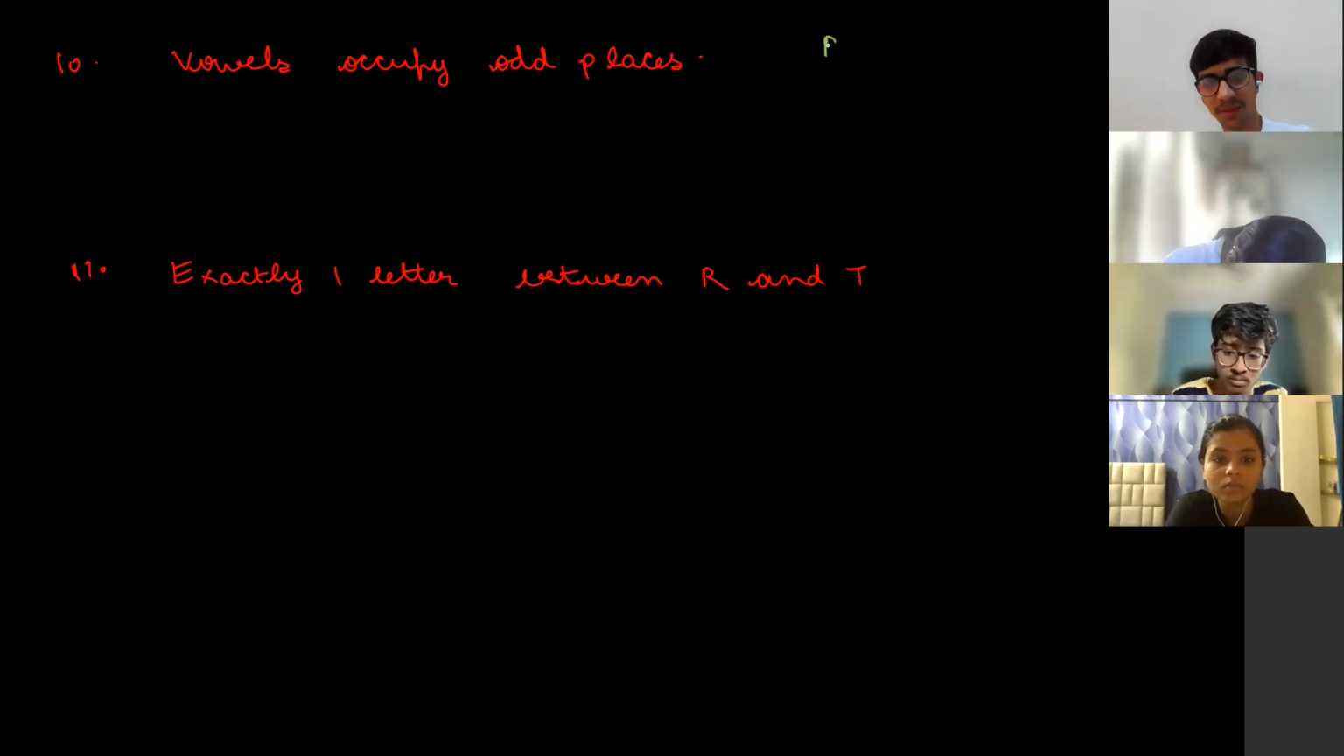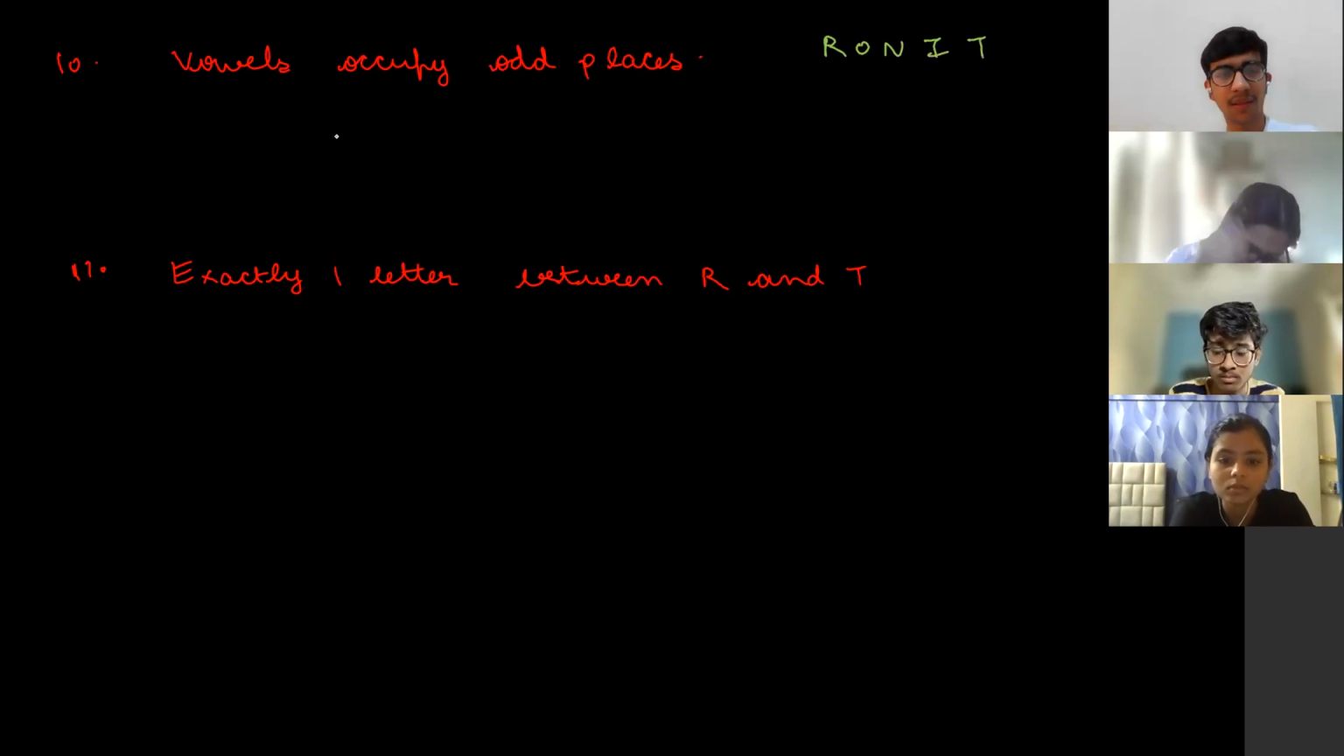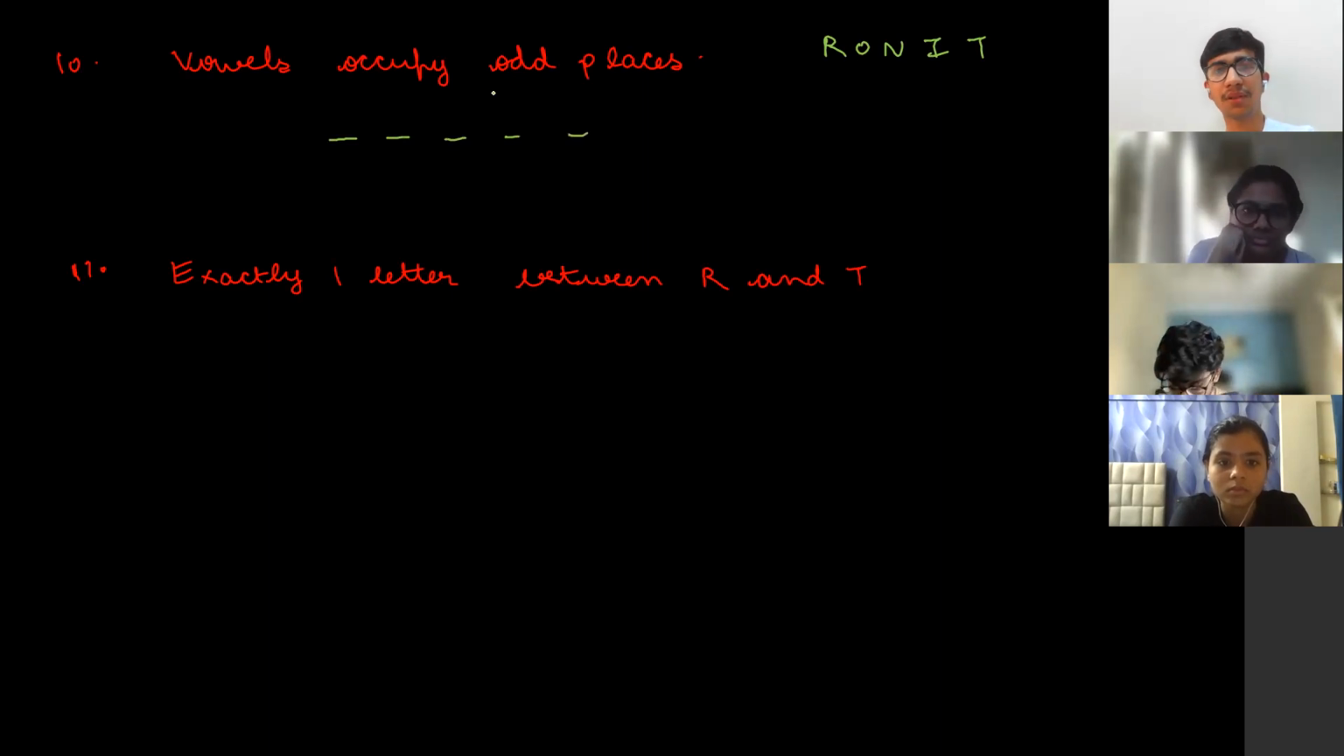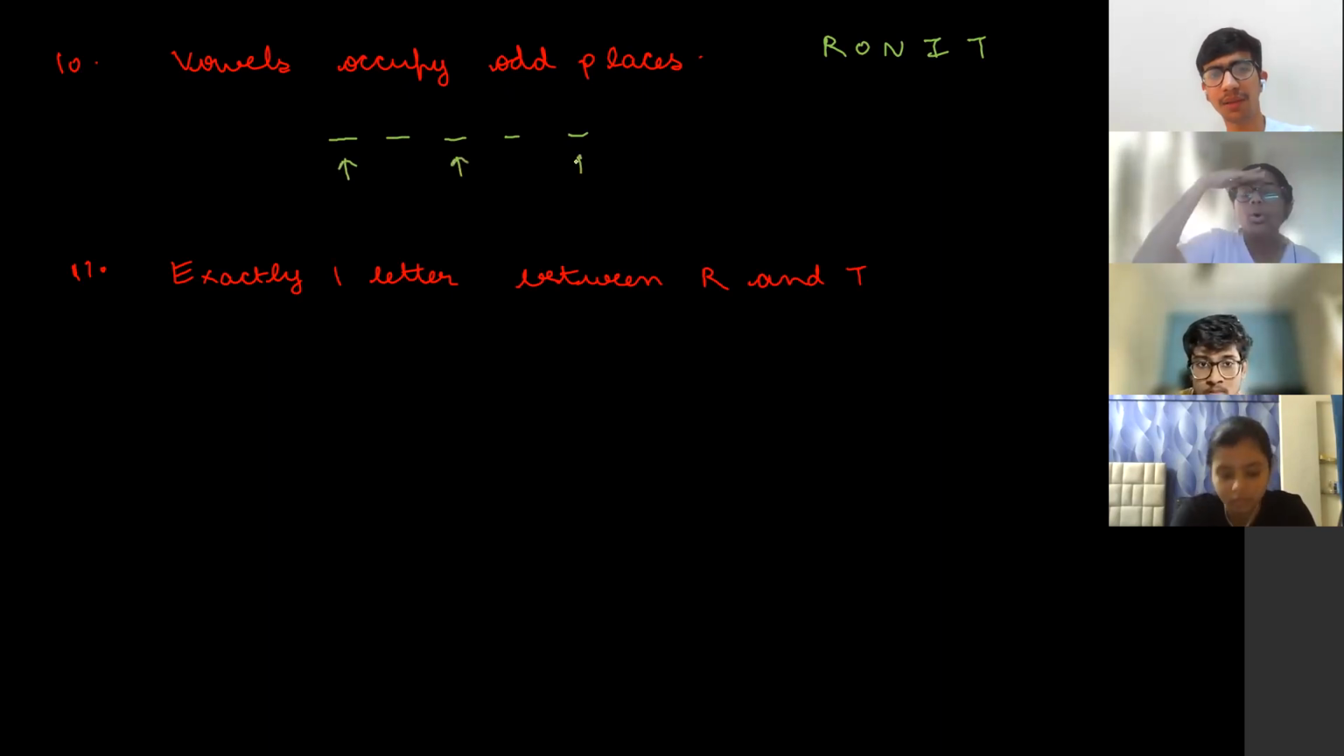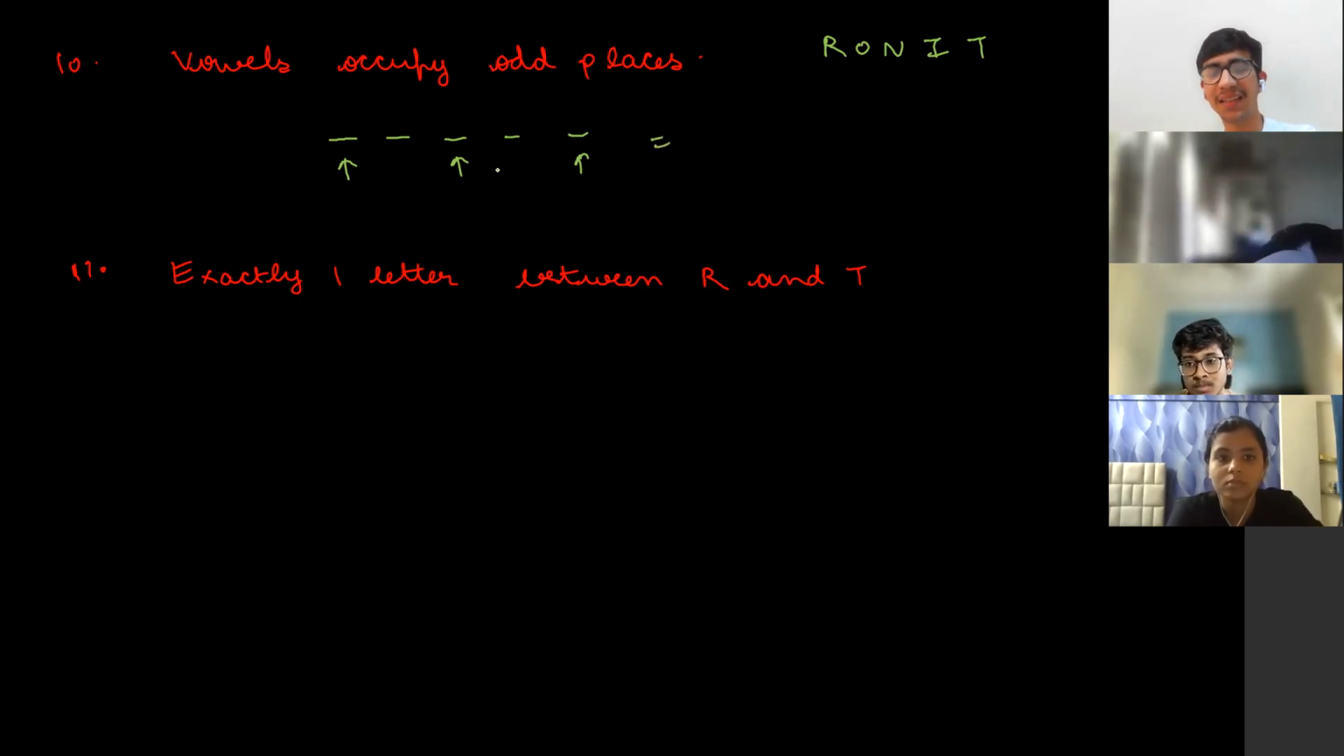Let me tell you again how we can solve this. See, you have 1, 2, 3, 4, 5. Vowels occupy odd places. How many odd places are there? 3: 1, 2, and 3. Ritu counted the even places. Wow. So on 3 places, how many vowels do we have? We have only 2.